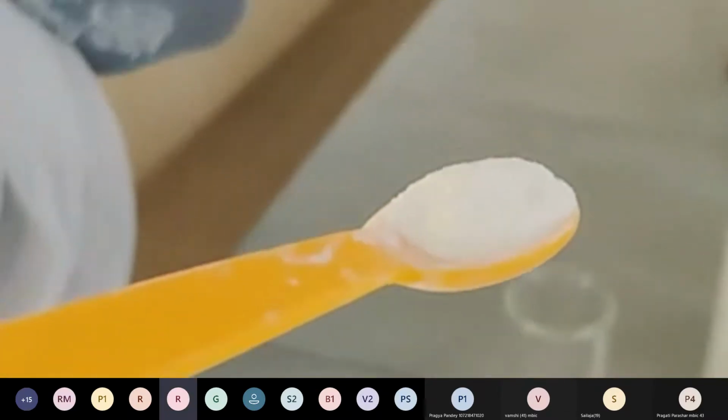Are you able to see, children? Yes, ma'am. I am adding benzamide to a conical flask. I am taking 10% NaOH.